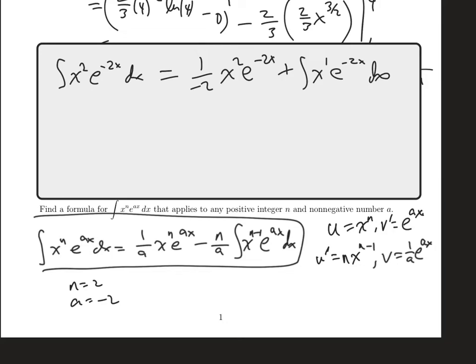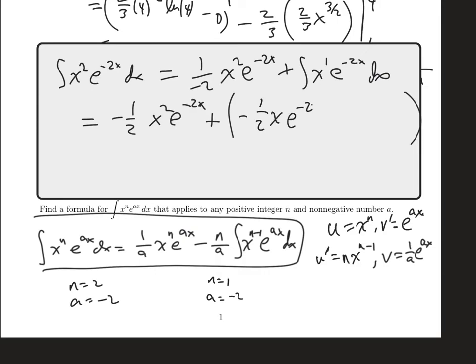So now I look at it, and I see that this is now an example of this formula where n equals 1 and a is still negative 2. So I can keep my minus 1/2 x squared e to the minus 2x that I had before, and then I can give myself some parentheses and use the formula again. So I'm going to copy down this side of the formula using n equals 1 and a equals negative 2. So negative 1/2 x to the 1 e to the minus 2x is what I'll have from this term.